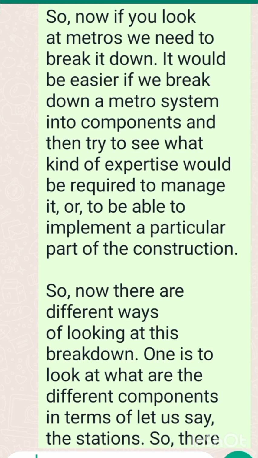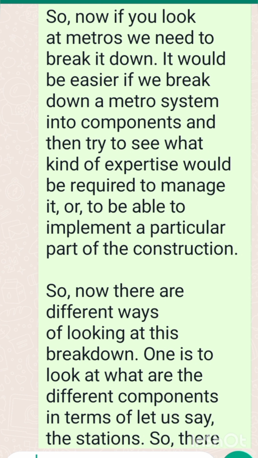So now if you look at metros, we need to break it down. It would be easier if we break down a metro system into components and then try to see what kind of expertise would be required to manage it or to be able to implement a particular part of the construction. So now there are different ways of looking at this breakdown.